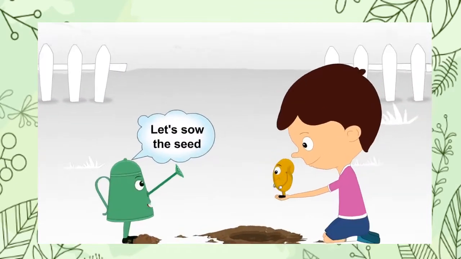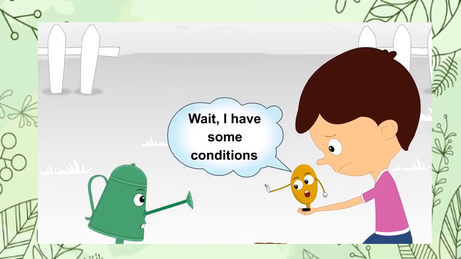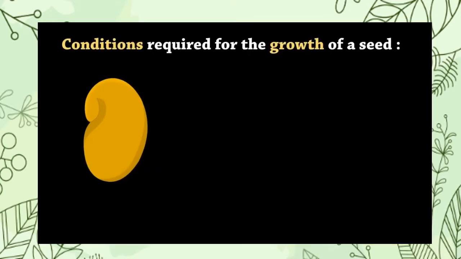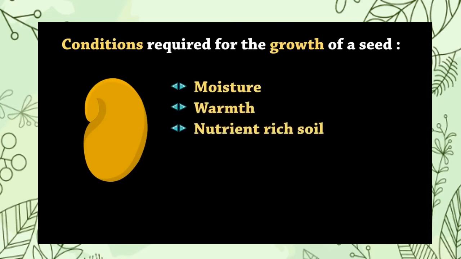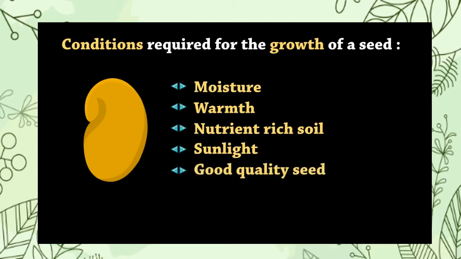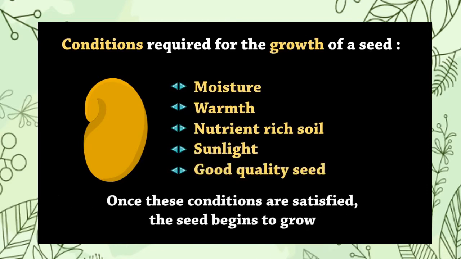Let's sow the seed. Wait, I have some conditions. Conditions required for the growth of a seed are moisture, warmth, nutrient-rich soil, sunlight, and good quality seed. Once these conditions are satisfied, the seed begins to grow.